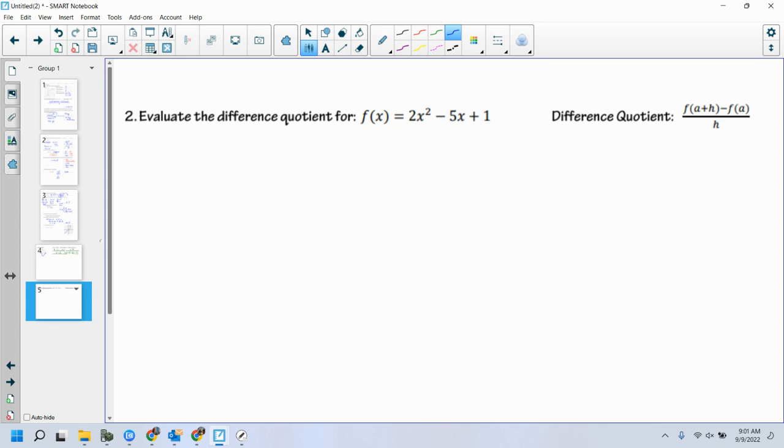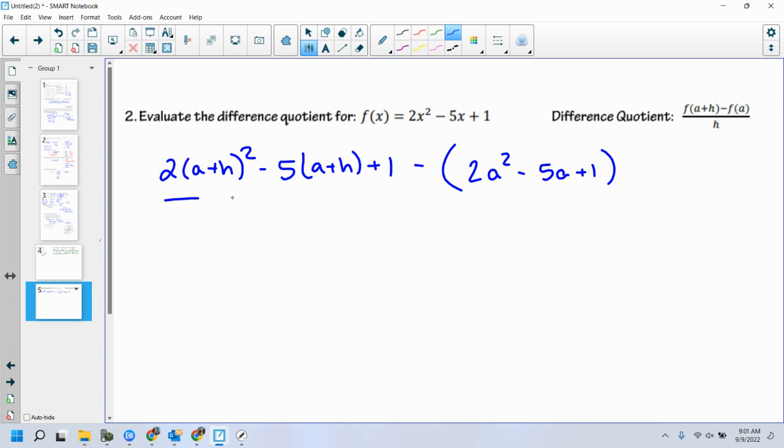So we have f of a plus h. So 2 times a plus h squared minus 5, a plus h plus 1, minus the quantity 2a squared minus 5a plus 1, all divided by h. Watch out. I still have some people saying, wait a sec, I thought things would cancel. The reason why it's not canceling is because you didn't put it in parentheses and you didn't distribute that negative when you're subtracting there. Got to remember that's subtracting all of f of a.